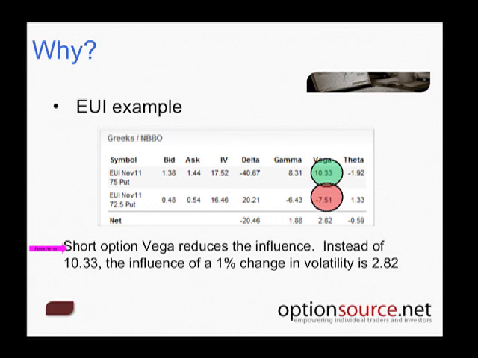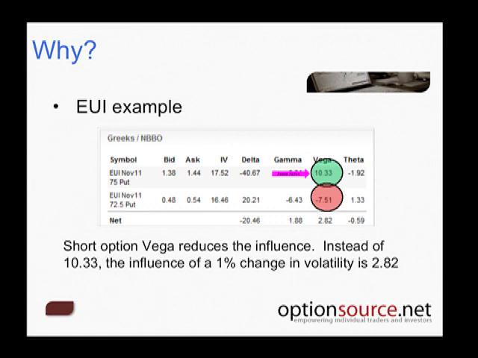So moving on here, again, the short option Vega reduces the influence of the implied volatility. So instead of 10.33, the influence of a 1% change in volatility is really only going to be 2.82 cents.